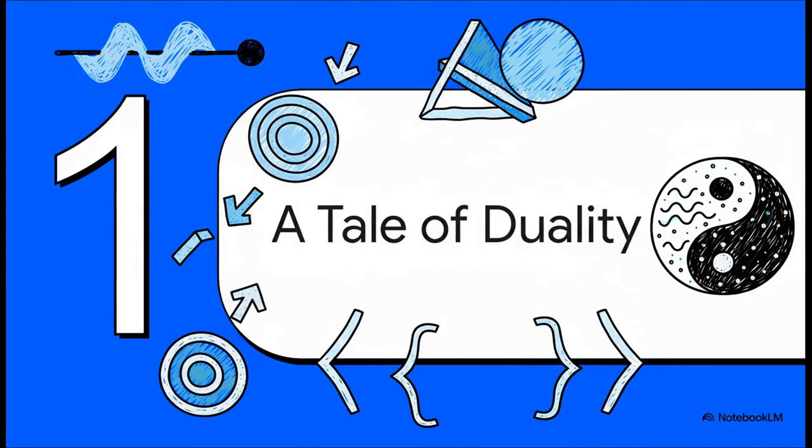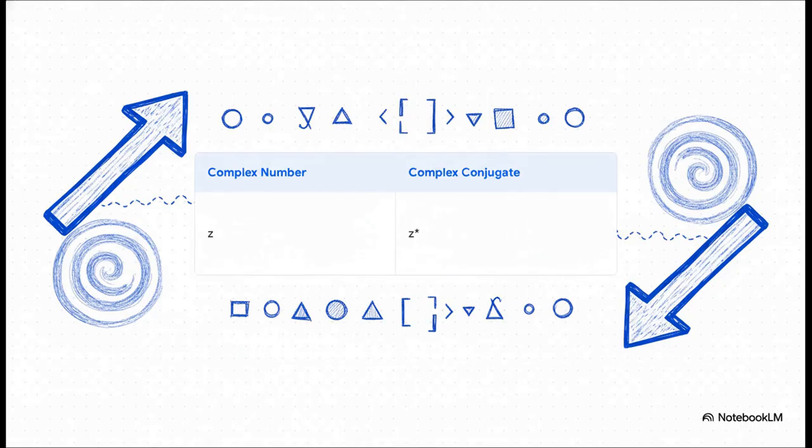So to really get to the bottom of bras and kets, we actually have to take one step back and talk about a really fundamental idea in math that makes this whole system work. And that idea is called duality. Let's start with something you probably remember from math class: complex numbers. You take any complex number, we'll just call it z, and it has this kind of shadow version, or a dual version, called its complex conjugate, which we write as z star. They're two different things, but they're totally fundamentally linked. Just tuck that idea away for a second.